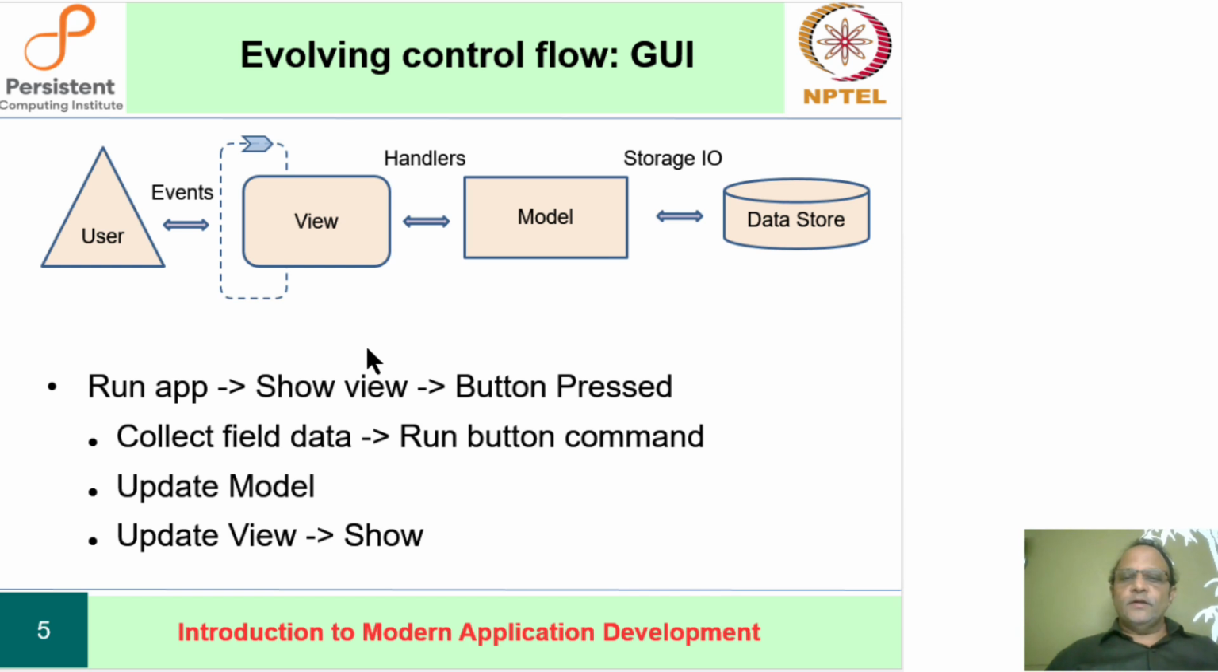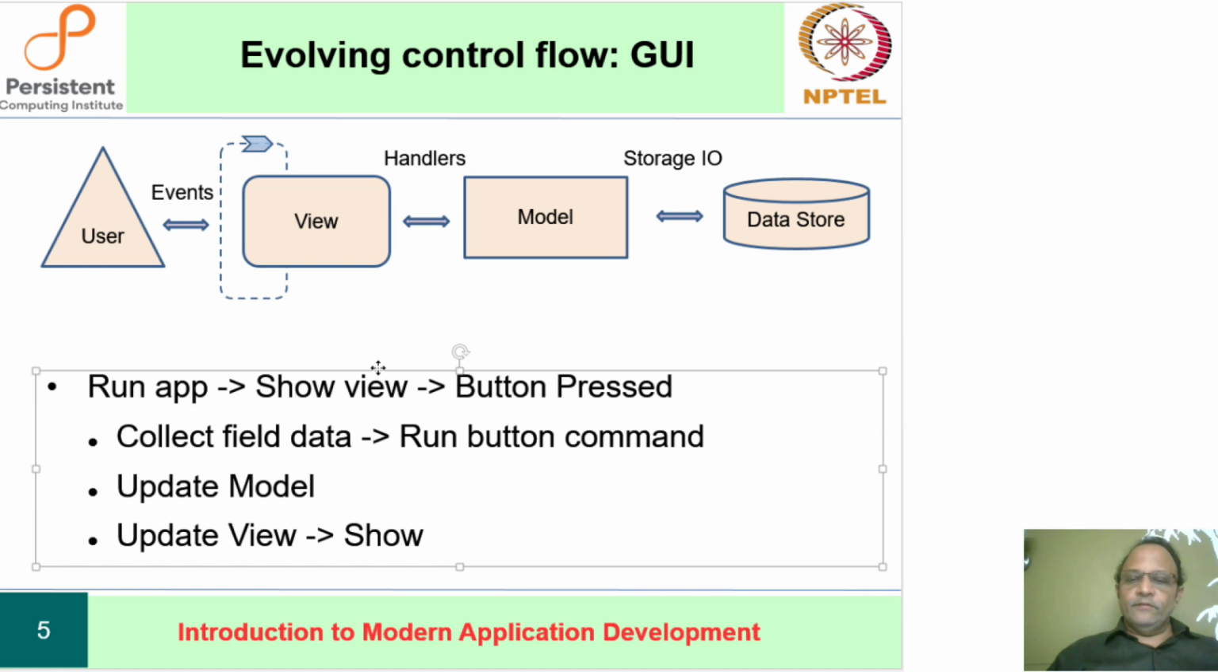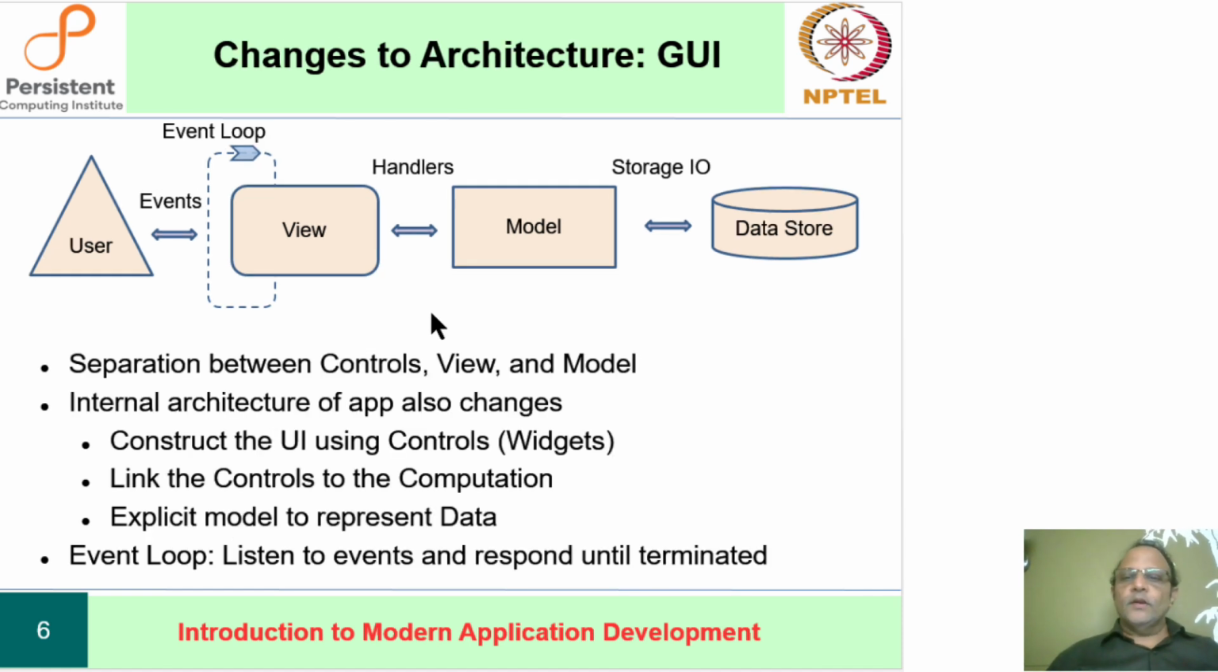And the control flow here, as we have seen, should now be familiar to us. When you run the app, it shows the view. There is an event loop which looks at button presses. Then you collect the field data and run whatever command the button has asked you to. Then you update the model and then finally update the view and show whatever the results might be.